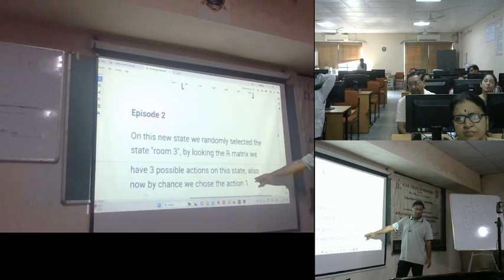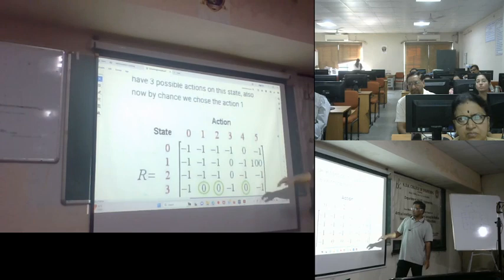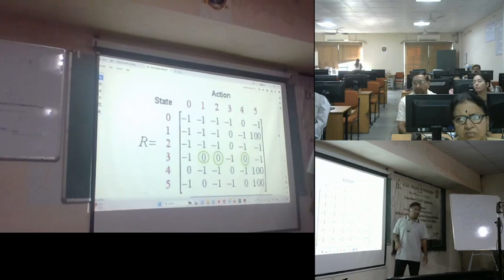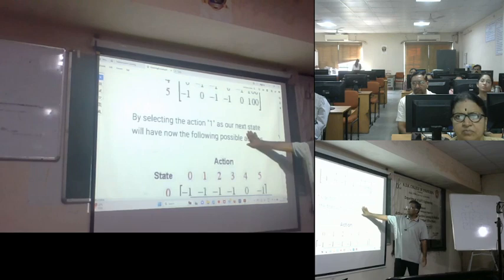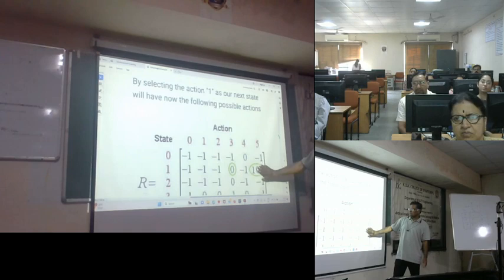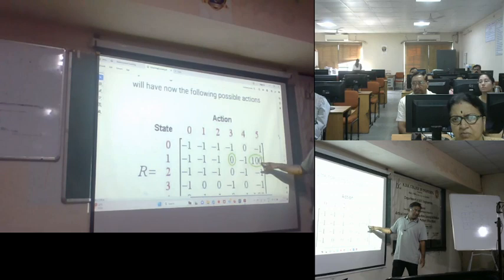So from 3 we have to choose one action. There are 3 actions that are possible with 0, so randomly we are choosing one of them. So let's say the action chosen is 1. By selecting action 1 as the next state, we have the following possible actions. So we can have this and this. So here clearly we are going to choose this. Right? So now our episode is 3 to 1, 1 to 5.